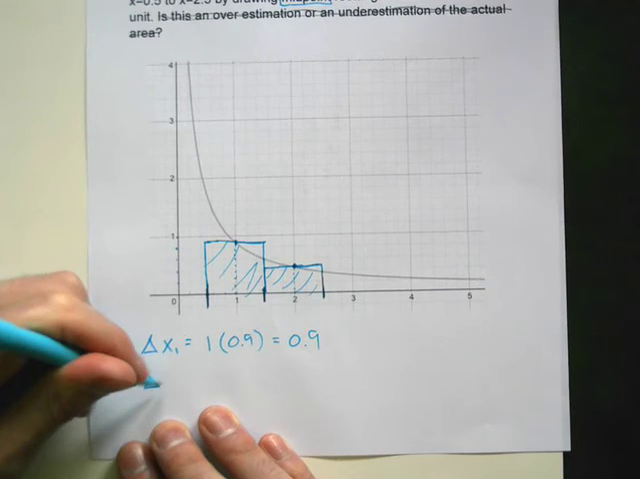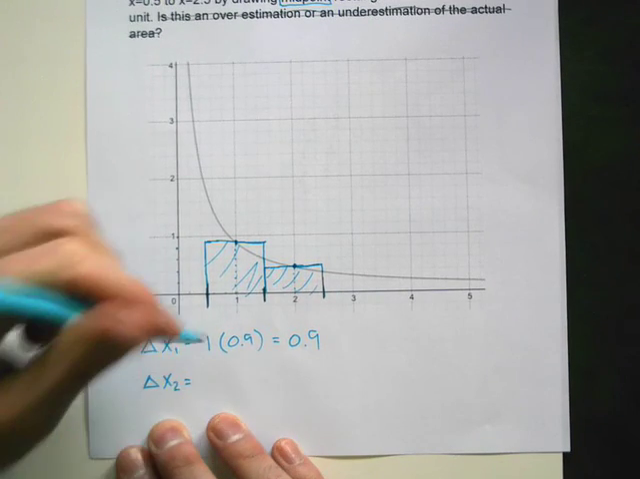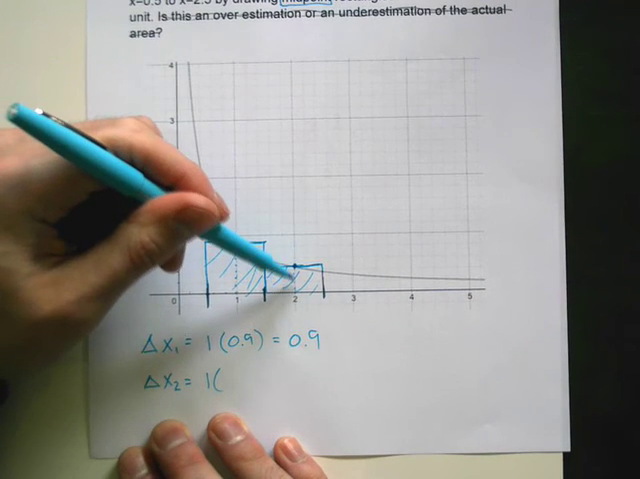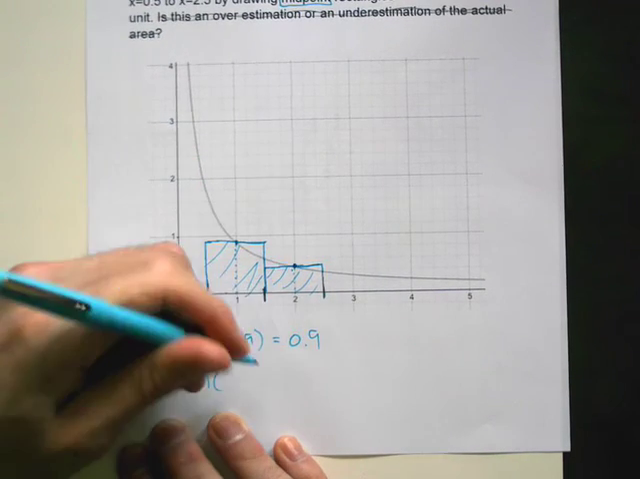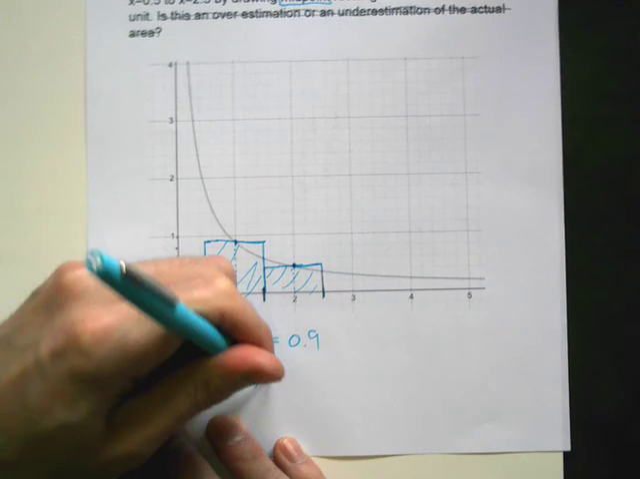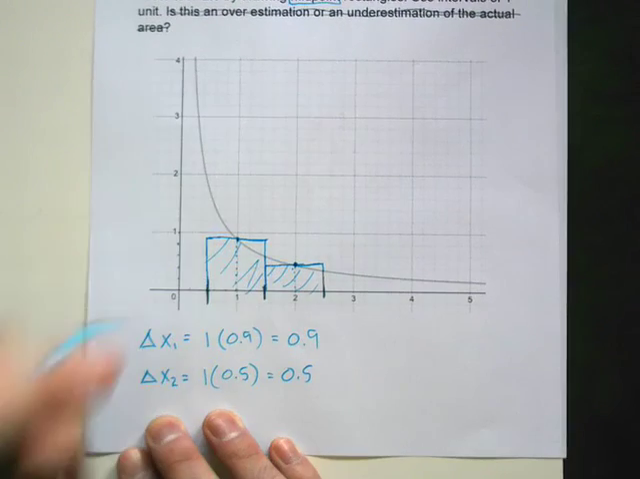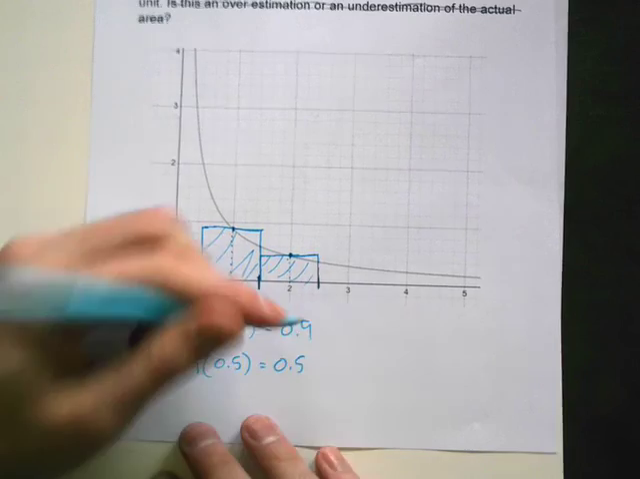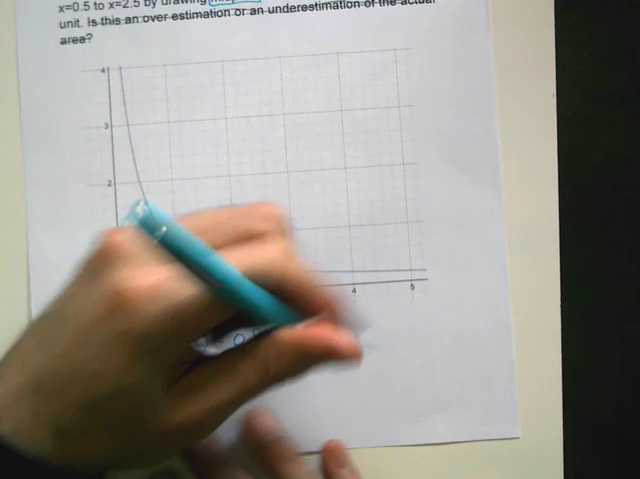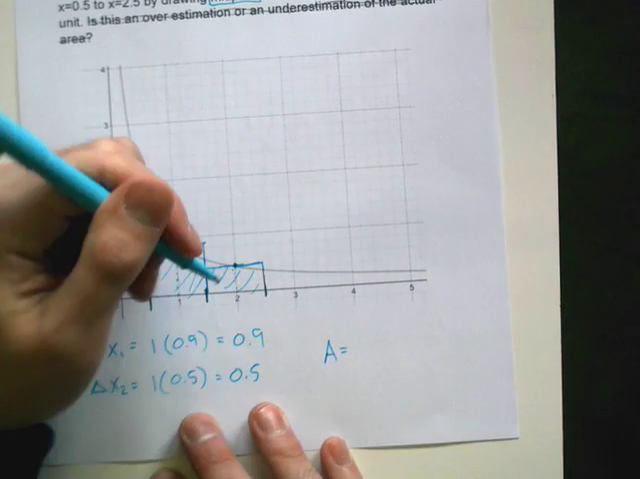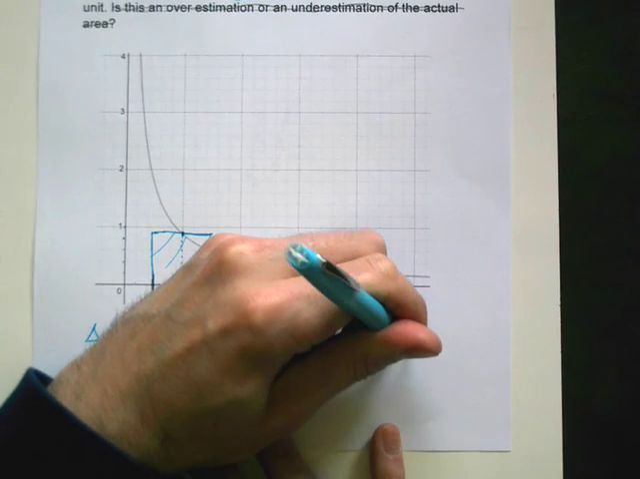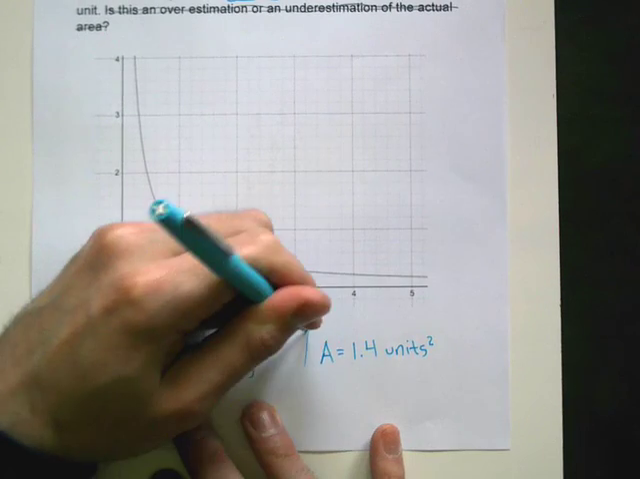Let's look at delta x2, where again my base length is 1, but my height, let's see, 2, 4, looks like 0.5. Let me just check, make sure I did that right. Yeah, that looks good. So again, for area, we're just adding together our two answers. 0.9 plus 0.5 is going to be 1.4 units squared.